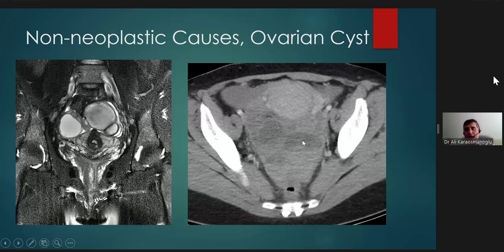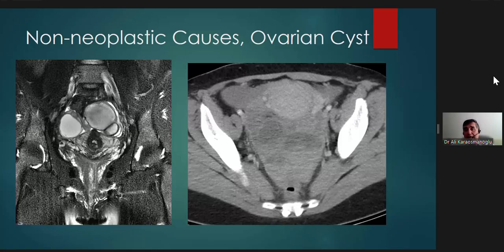On the CT image, you can hardly see these cysts, but there's a large high-density fluid in the cul-de-sac, right? This is very concerning for hemoperitoneum, hemorrhagic components in the intraperitoneal fluid. And if you look closely, you can barely appreciate the fluid-fluid level here in one of those cysts. So this is an ovarian cyst rupture, spontaneous bleed. Again, this is spontaneous bleed into the cul-de-sac.